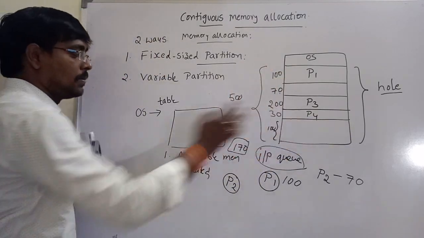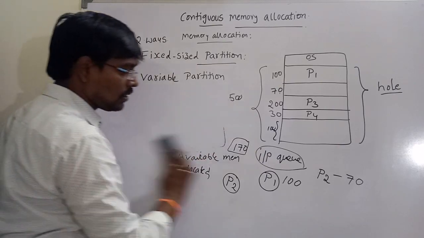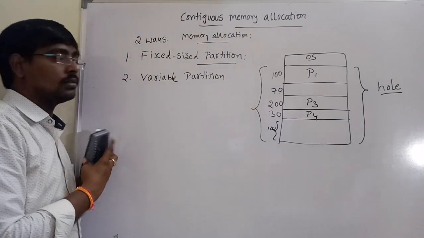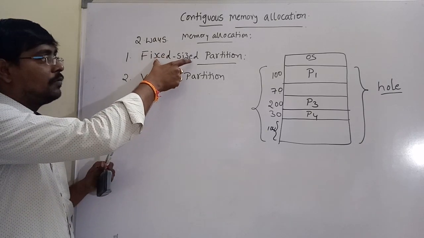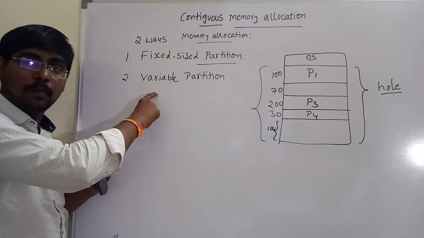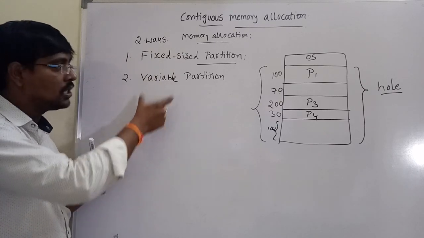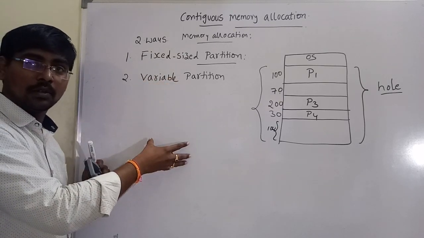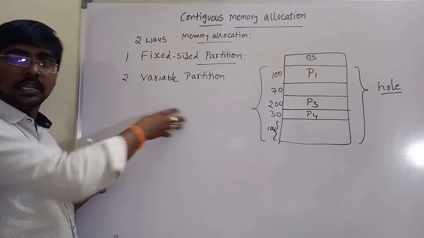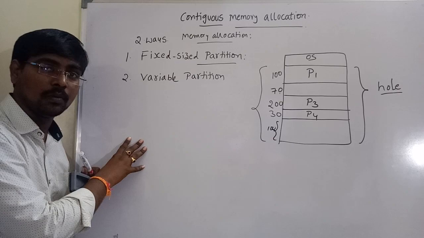Okay, the same diagram is placed here. So this is the variable size partition. You got the clear idea of fixed size and variable size. Fixed size means we divide memory into partitions of fixed size. Variable means whenever a process comes, add it into the free available space. Whenever it terminates, add to the operating system table.